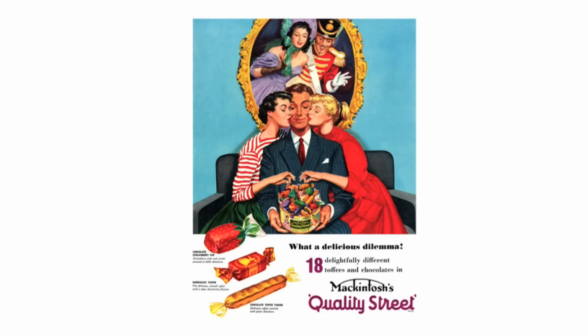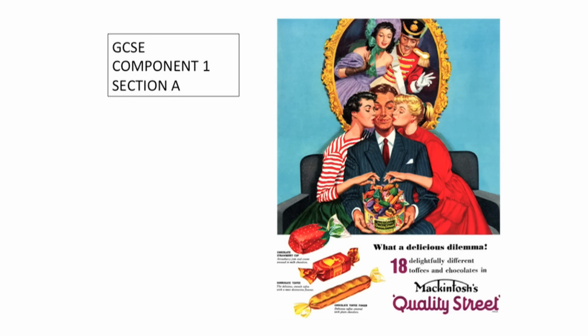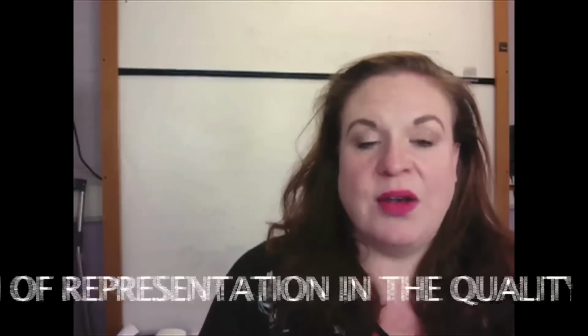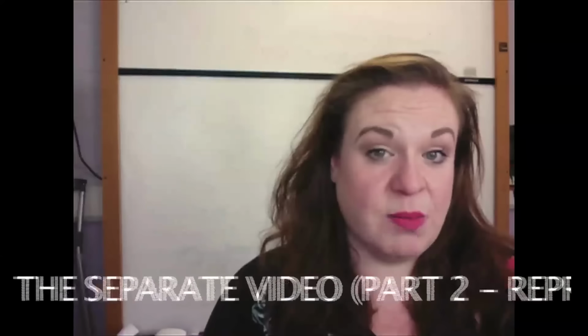The Quality Street set text will only appear in Component 1, Section A of your GCSE Media Studies exam. That means that you can only get a media language question or a representation question. If you get a media language question about Quality Street, it will be a stepped question, normally with several parts or bullet points to it, that ask you to examine or analyse at least probably 3 parts of the advert. And what I am going to do on the following parts of this video is go through all the different things that perhaps might come up in that media language section or question.